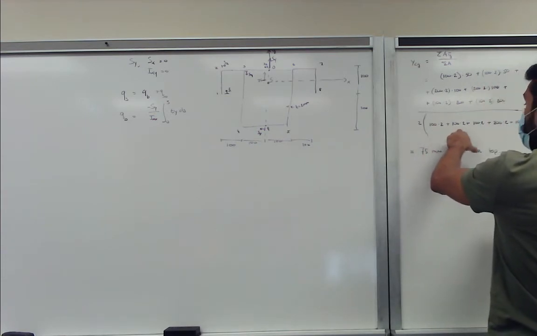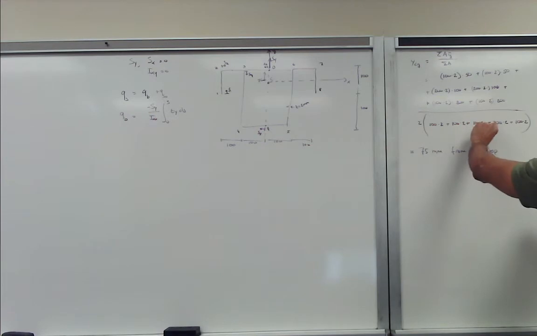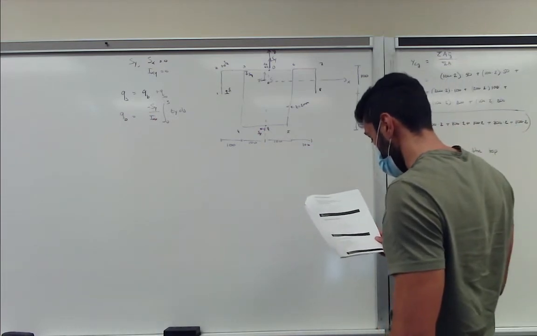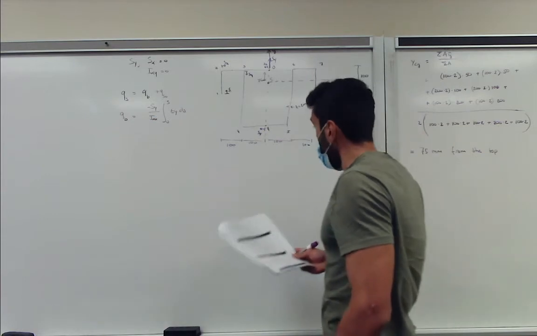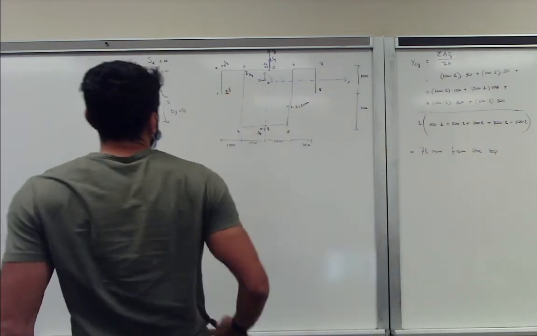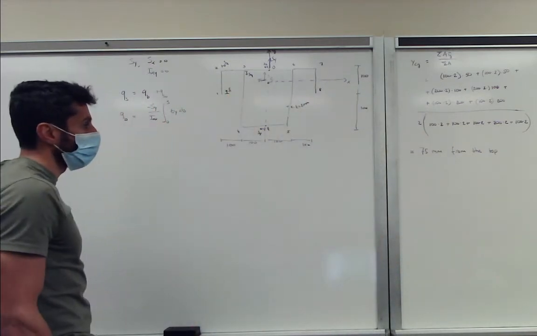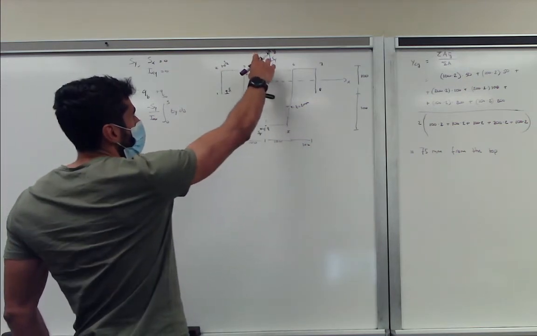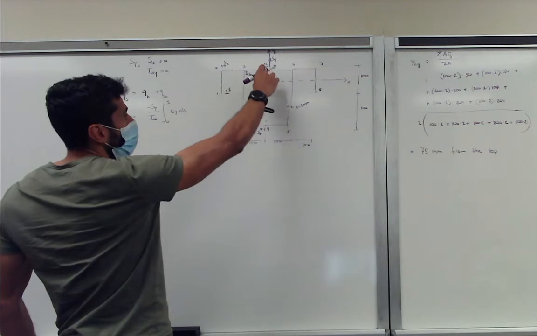100, 100, 100, 200, 100. Okay. So now we can continue and calculate the moment of inertia of this system, knowing that our centroidal axis lies basically at 75 from the top and x is 0.